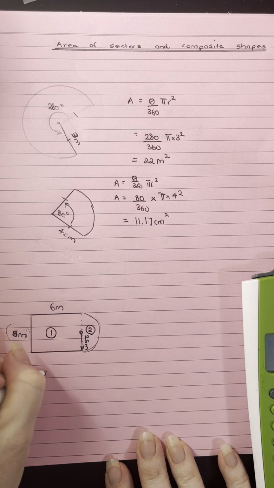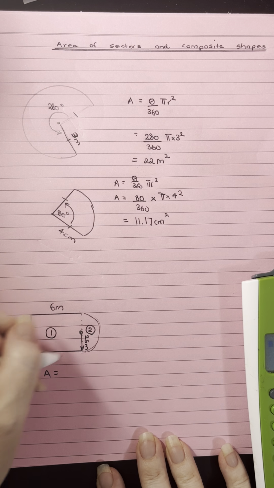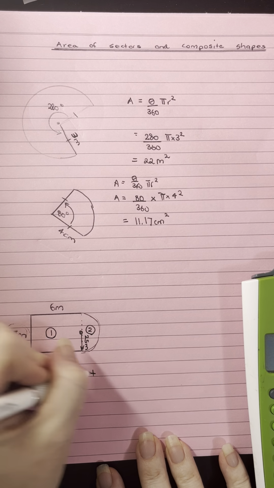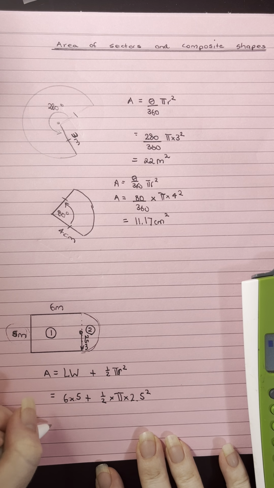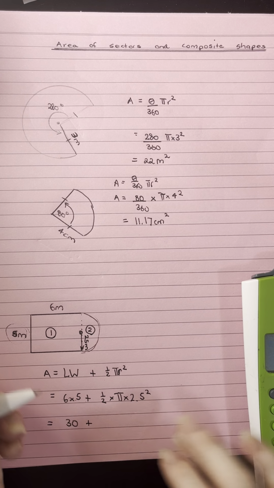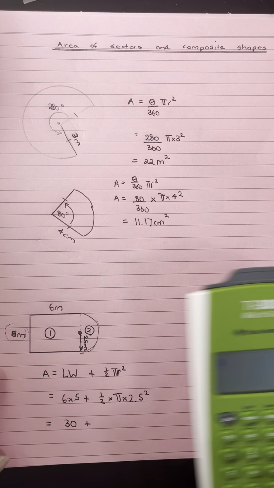So my area is going to be equal to, for the rectangle, length times width, and then what I've got next to it is a half of pi r squared because I have a half of the circle. So I've got length times width, which is 6 times 5, and I'm adding to that a half times pi times 2.5 squared. So I know my 6 times 5 is 30, and then I'm going to add to that, and I'll work that out on my calculator.